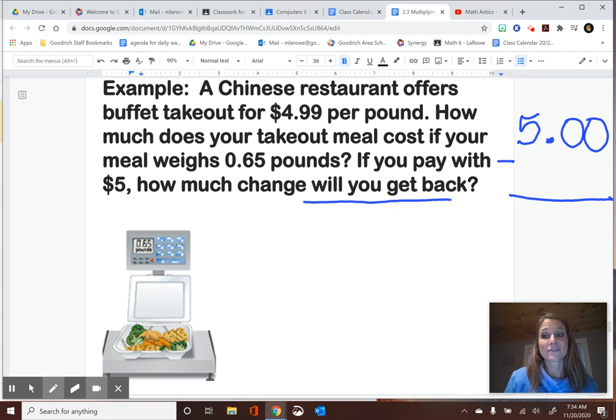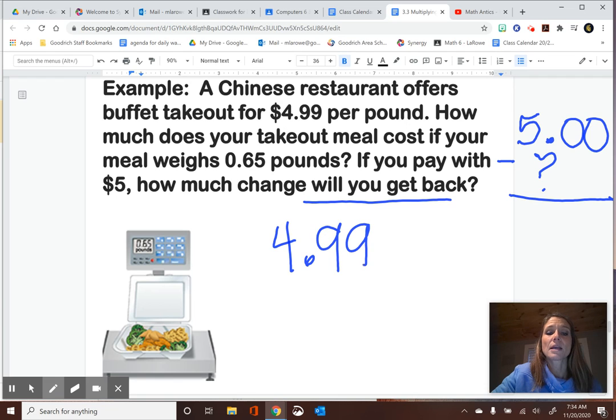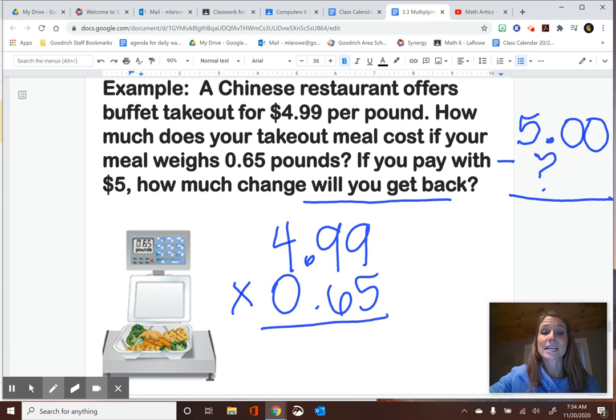My first step is to figure out how much my food costs. Because it is $4.99 per pound and my poundage is here, I'm going to pretend like my decimals aren't there, and I'm going to multiply 499 times 65.